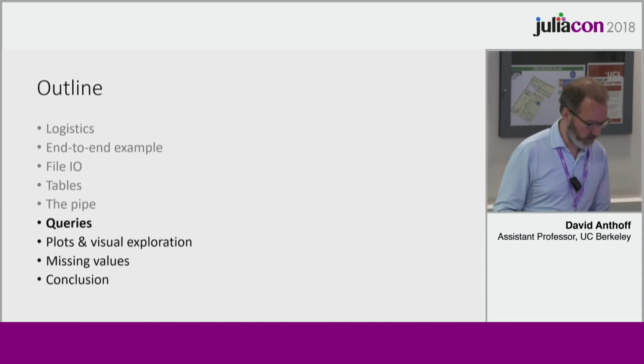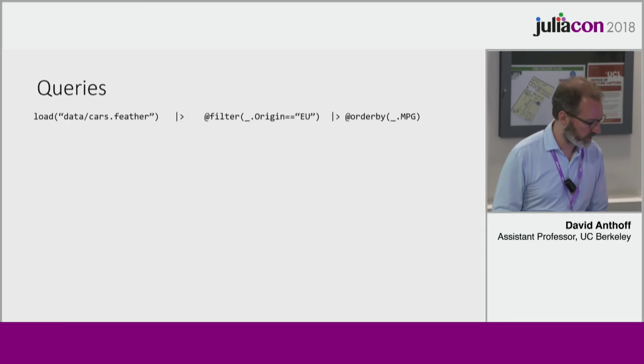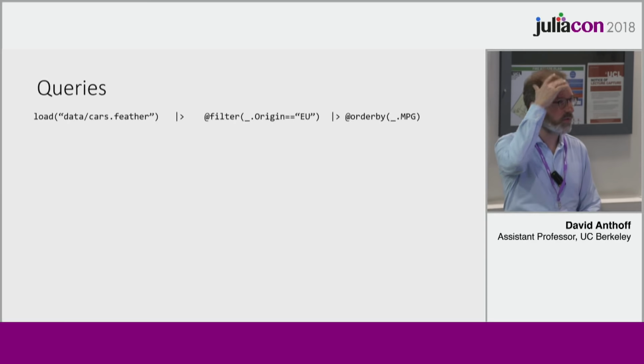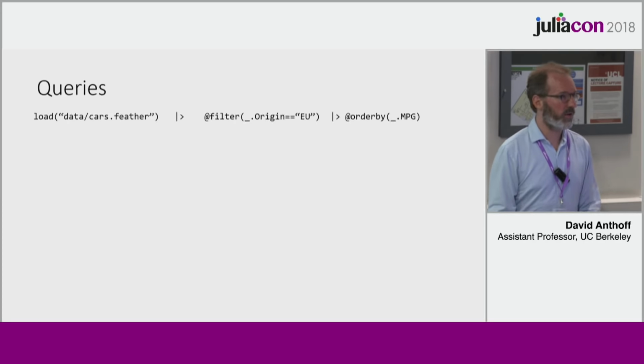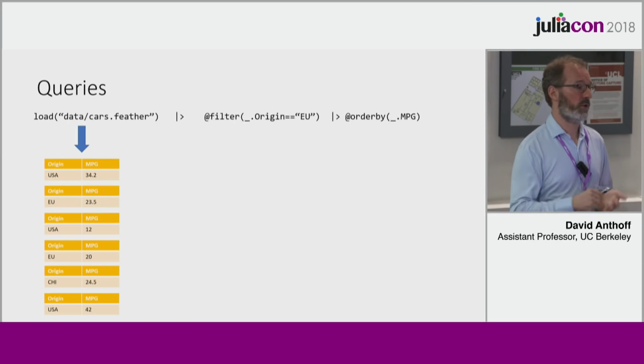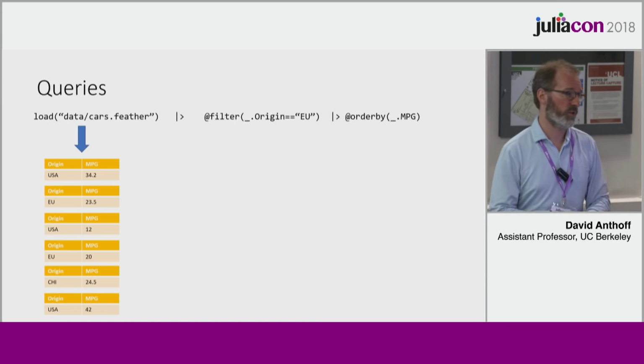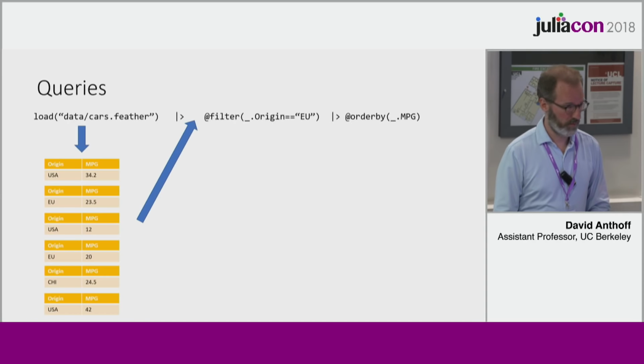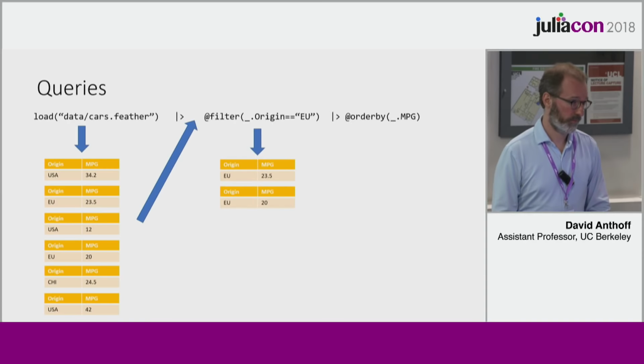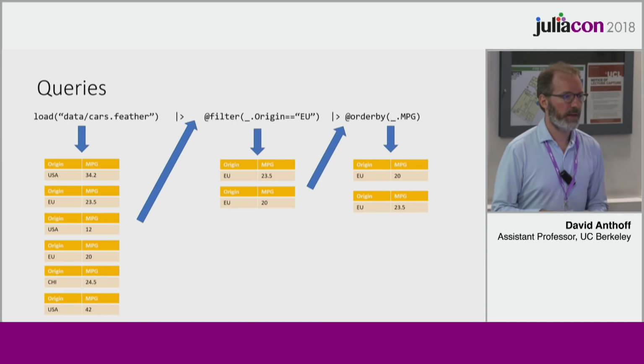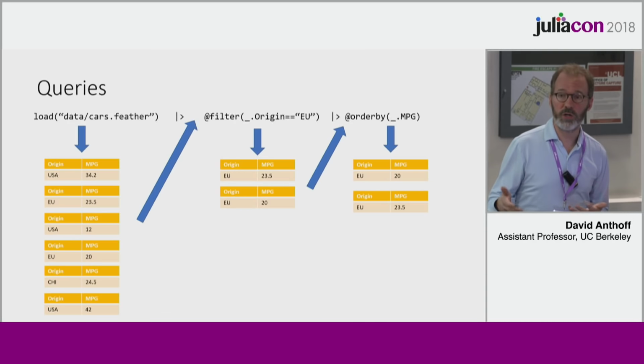So let's look at queries here. This is a typical query that you might have. You might load some data from disk. That returns a table to you, or a sequence of named tuples, the way I've shown it here. You might pipe it into a filter operator, a query operator. That will return a filtered list of named tuples. And then you can pipe that into an order by. You can specify by which column you want to order things. At that point, you again get a sequence of named tuples that is now ordered in a certain way.